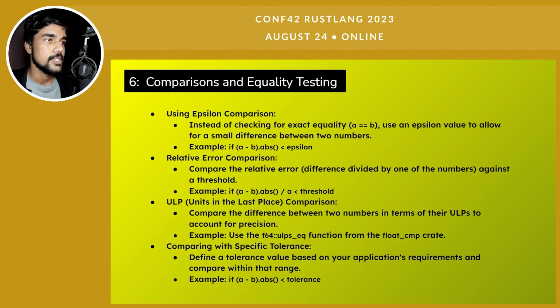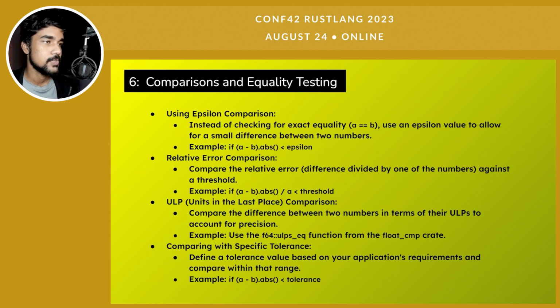Another technique we can use is units in the last place comparison. We can use ULPs equal functions to compare them in case we only want equality. This comes from the float-cmp crate in Rust, so you can use this one. It's quite good as well. I've used it personally.